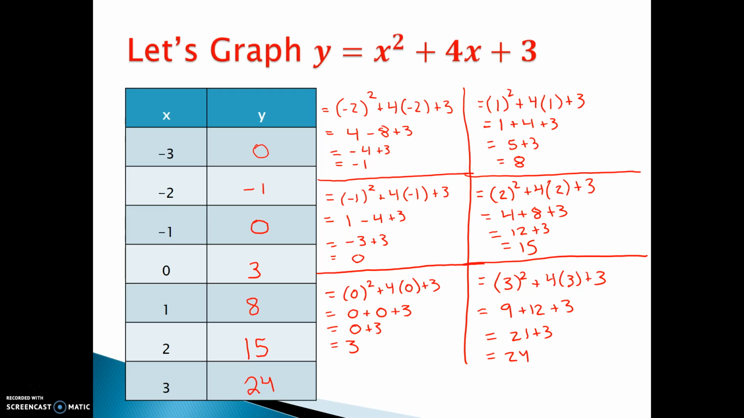What I went ahead and did was take each one of my x values and plug it in. I literally went down my list: -2, -1, 0, 1, 2, 3. When I plugged in -2, I got -1. When I plugged in -1, I simplified it and got 0. When I plugged in 0, my output was 3. When I plugged in 1, I got 8. When I plugged in 2, 2 to the second power gives you 4, 4 times 2 gives you 8, you bring down your 3, and 4 plus 8 plus 3 gave me 15. Lastly, when I substituted 3 in, I got an output of 24.